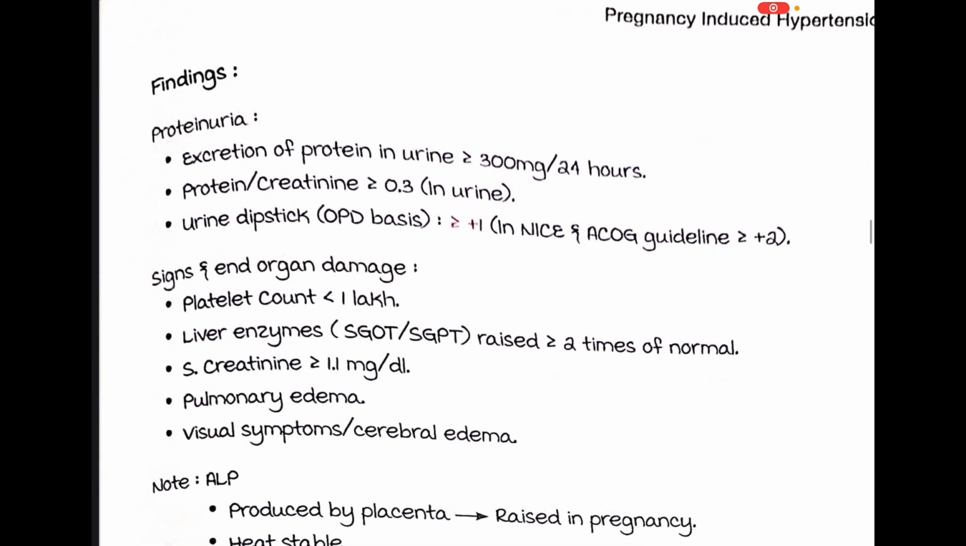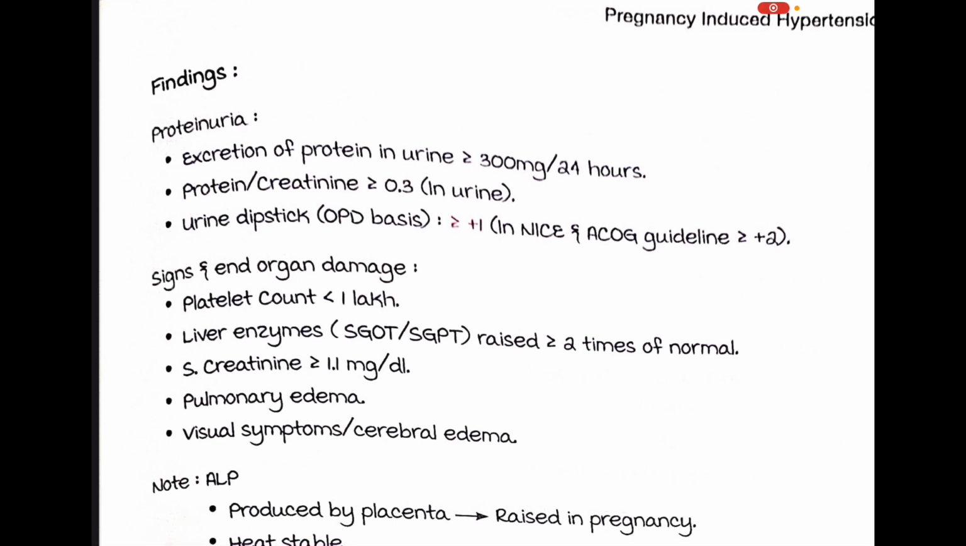Proteinuria is excretion of protein in urine of more than 300 mg per 24 hours. Protein creatinine ratio is more than 0.3 in urine. On urine dipstick, on an OPD basis, you can see more than or equal to +1. Proteinuria. Signs of end organ damage.